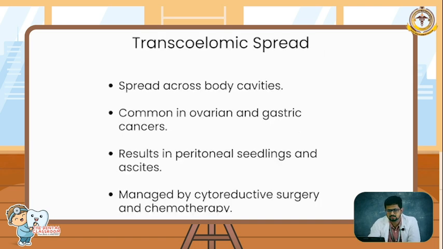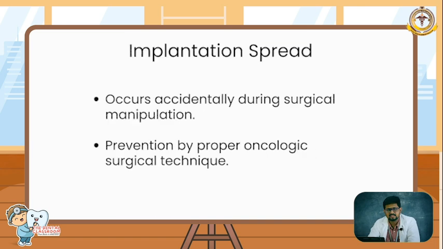Transcoelomic spread is spread across the body cavities. It is commonly seen in ovarian and gastric cancers, resulting in peritoneal seeding and ascites. Management is by cytoreduction surgery and chemotherapy. Implantation spread occurs accidentally during surgical manipulation. Prevention is by proper oncological surgical techniques. It is commonly seen in gallbladder and ovarian malignancies.